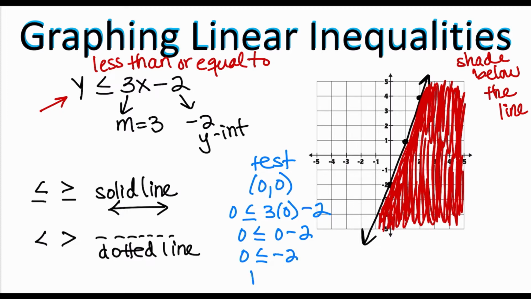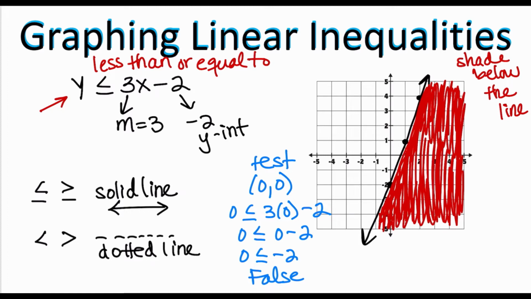And the answer is false. Okay, 0 is not less than or equal to negative 2. Therefore, here is 0, 0. I'm not going to shade where 0, 0 is located. I'll shade everything else instead, which is the stuff that we had already shaded in red. So yes, we have done this problem correctly. And so one of the ways that you can do this is to just test the point 0, 0.